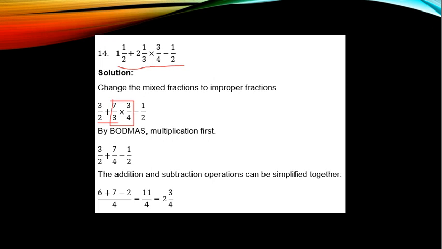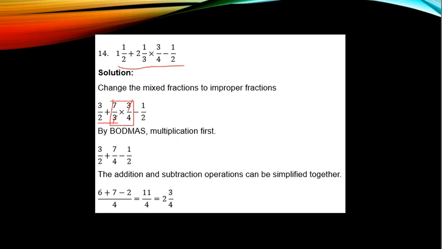So you are taking these two fractions first because of multiplication. So you have 3 over 2 times 7 over 3. From that fraction, this 3 will take care of this 3. You are left with 7 over 4 minus 1 over 2. Now, the operations of addition and subtraction are combined together. So you find the LCM of 2, 4, and 2, and that is 4.